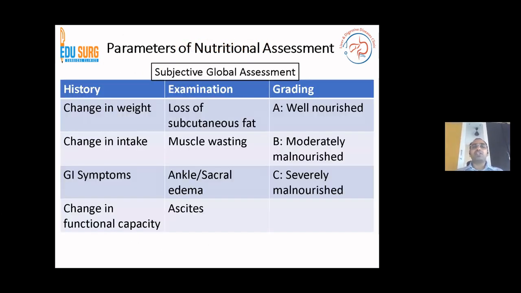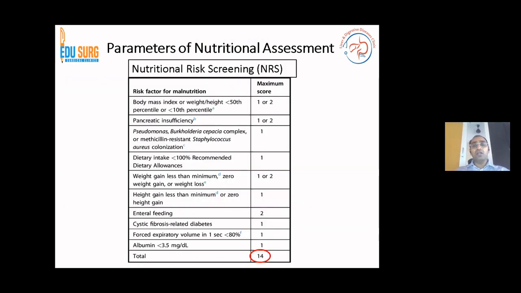So then you have subjective global assessment, where you evaluate the patient's history, where you examine the patient, and accordingly you grade the patient into three categories, that is well nourished, moderately malnourished, or severely malnourished. The history includes the changes that are caused by the disease, and the examination includes the physical changes that are brought on by the disease. Another way is nutritional risk screening, and there are all of these components in nutritional risk screening, and the total of it is 14. So a total score of 14 indicates a very low nutritional risk.